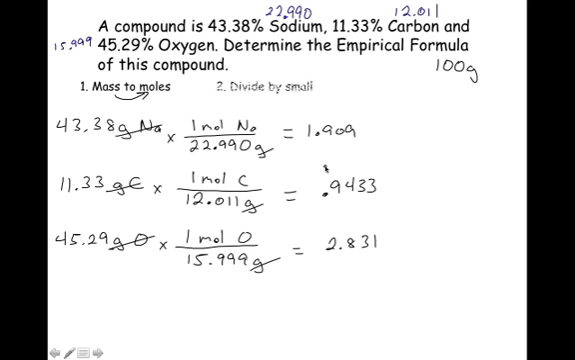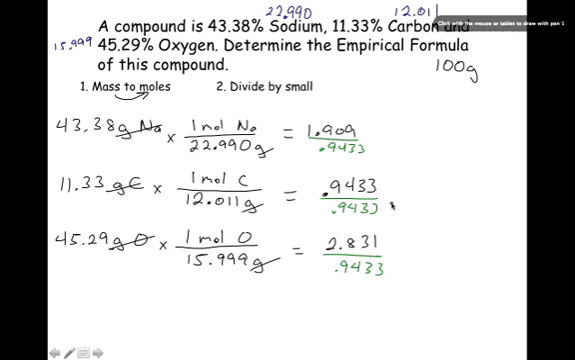So next step, mass to moles, divide by small. Which one of these is the smallest? That's going to be the 0.9433. So let's divide them all by 0.9433. And when you divide them by 0.9433, you're going to get 2, 1, and 3.